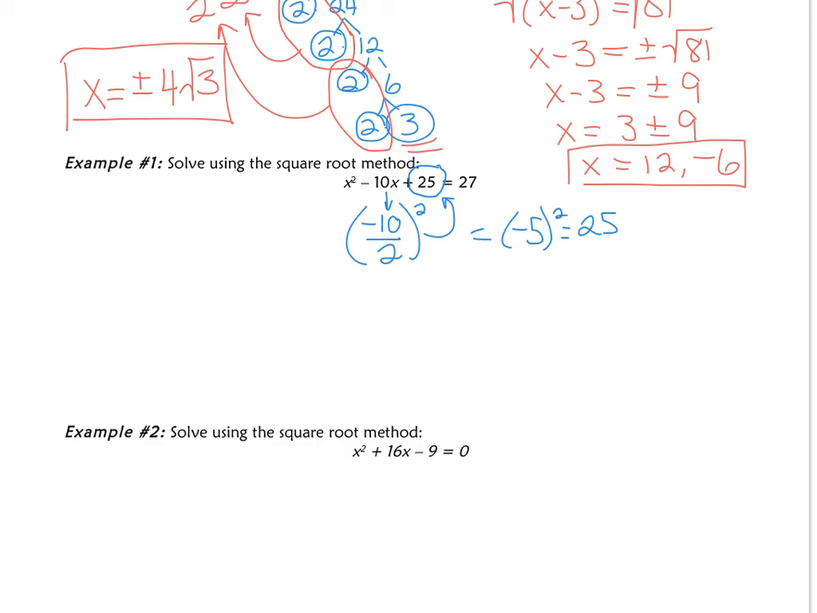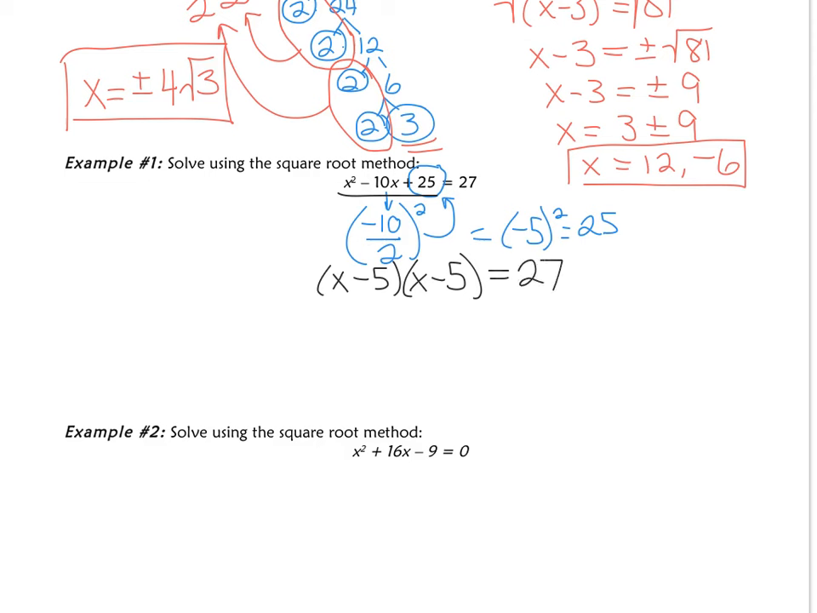So because I want my constant term on the left side to be 25, and it is, then I'm ready to factor this left side of the equation. So we are looking for two numbers that multiply to be 25 and at the same time add up to negative 10. Well, those are negative 5 and negative 5, so I could rewrite the left side as x minus 5 times x minus 5, and that equals 27.